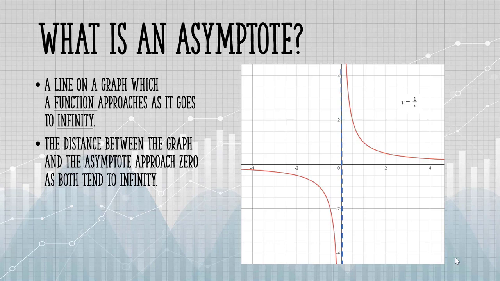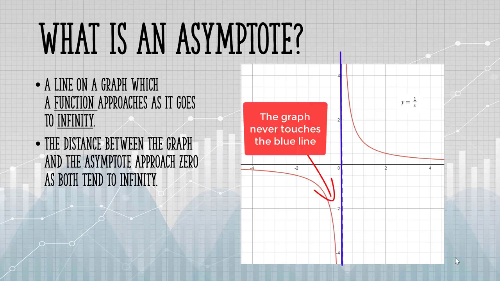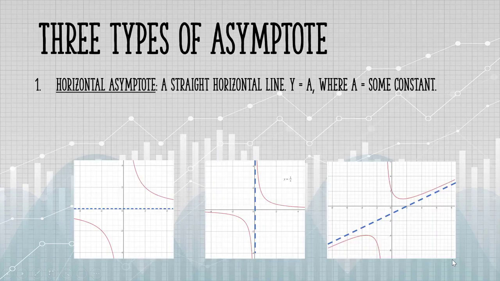The function approaches this line, although it looks like it touches, it never actually does. There are three types of asymptote. A horizontal asymptote is just a straight horizontal line on the graph. It can be expressed by y equals a, where a is some constant. As x goes to negative or positive infinity, the value of the function approaches a.